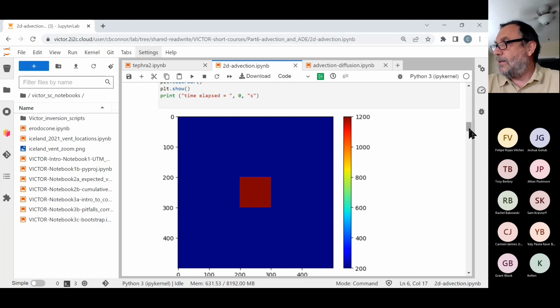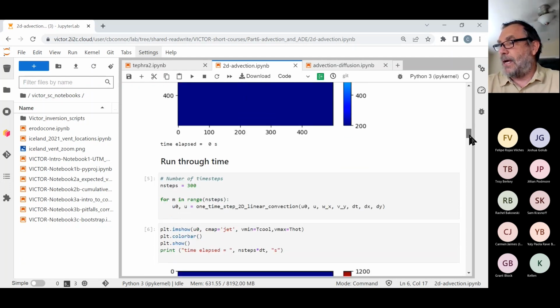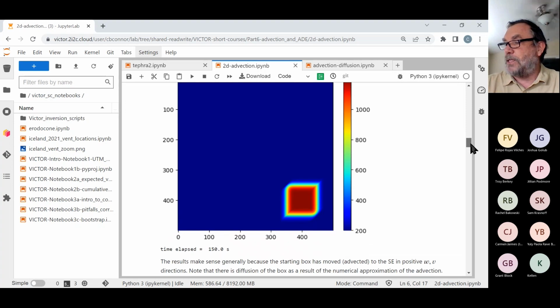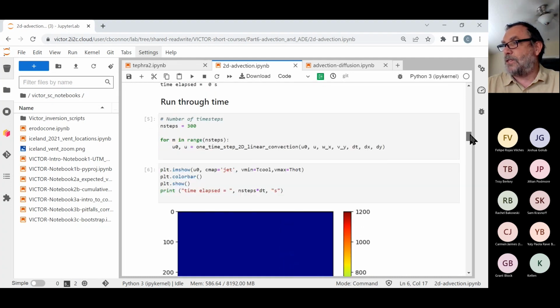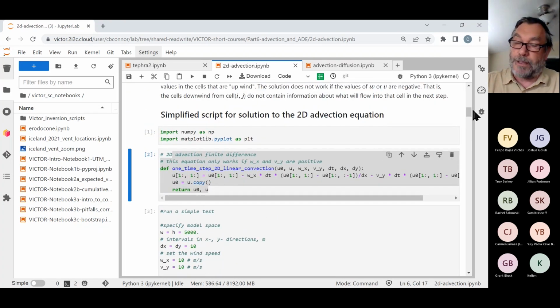Okay, and so when I run through time, so that's when 0 time has elapsed. When I run through this, it actually displaces in time. So here's the solution after 150 seconds. So the square has moved off that center position and moved to the southeast. That is in the positive U and V velocity direction, so the positive X and Y direction. So let's go back and look at the code and see how we do that, and then talk a little bit about the problems associated with it.